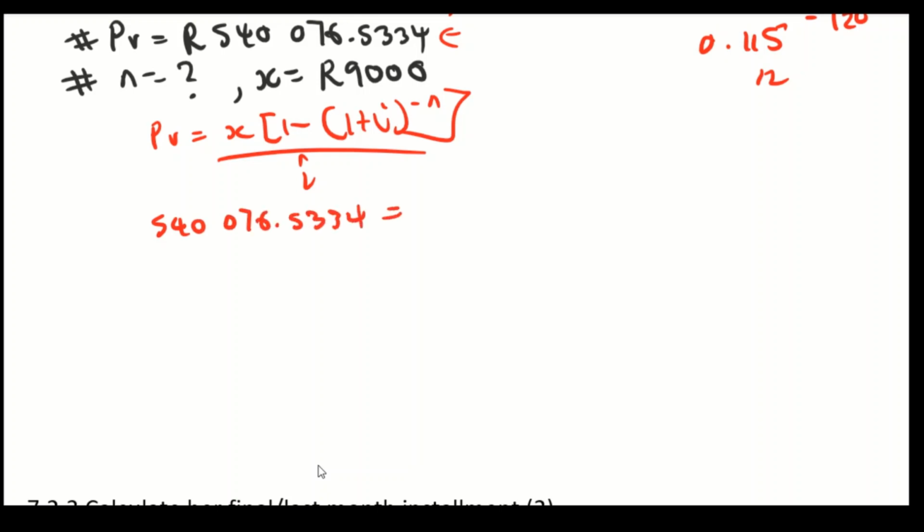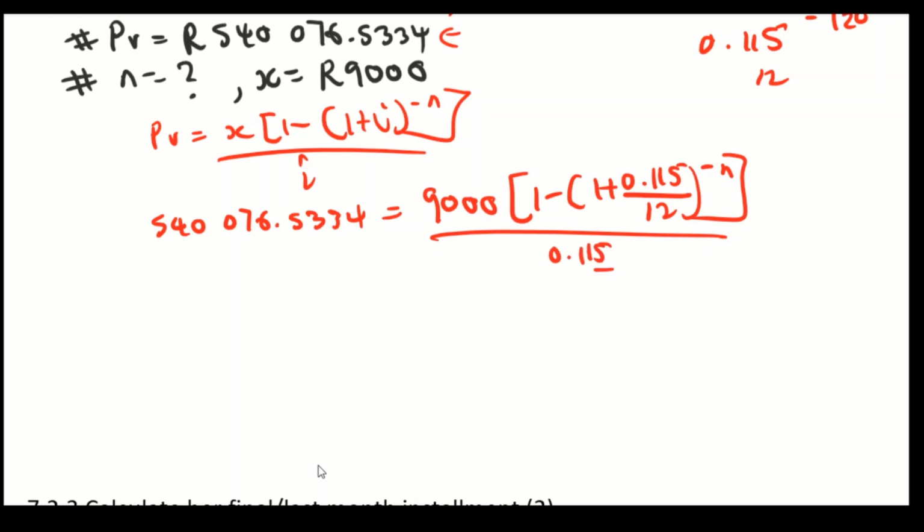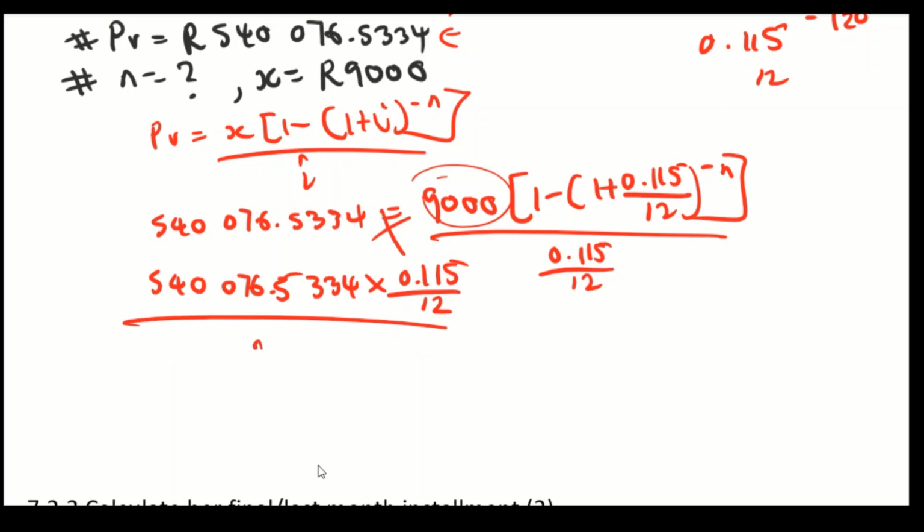Our present value, 540,076.5334, is equal to 9,000 into 1 minus 1 plus our interest rate, remember it's 0.115, divided by 12 to the power of minus n, over 0.115 over 12. We are looking for n. Then we're going to cross multiply and divide with this 9,000 here. So it's going to be 540,076.5334 times 0.115 over 12 divided by 9,000 is equal to 1 minus 1 plus 0.115 over 12 to the power of minus n, right?